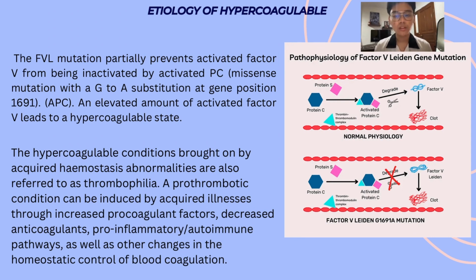The hypercoagulable condition brought on by acquired hemostasis abnormalities is also referred to as thrombophilia. A prothrombotic condition can be induced by acquired illness through increased procoagulant factors, decreased anticoagulants, pro-inflammatory or autoimmune pathways, as well as other changes in homeostatic control of blood coagulation.